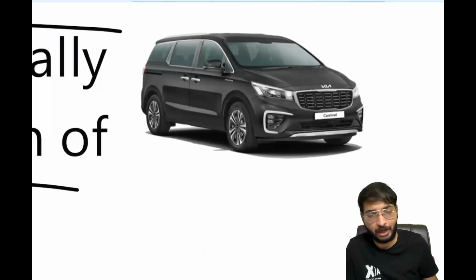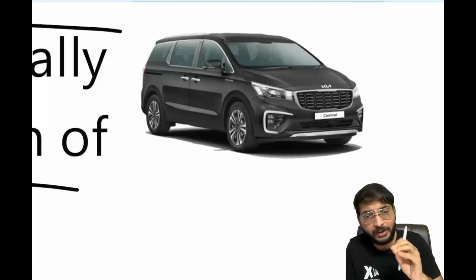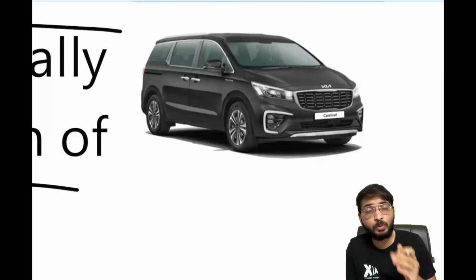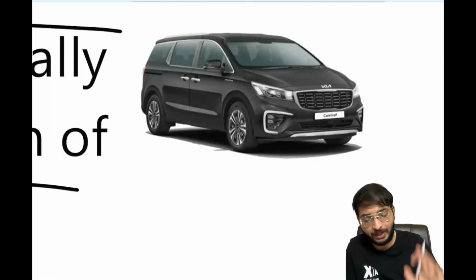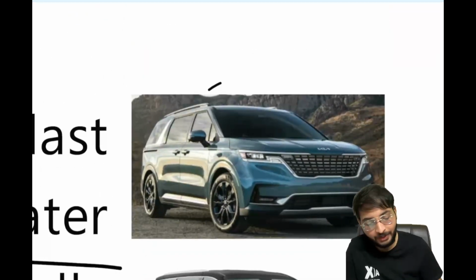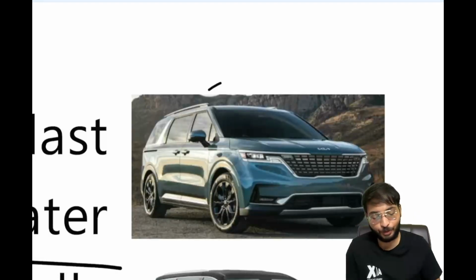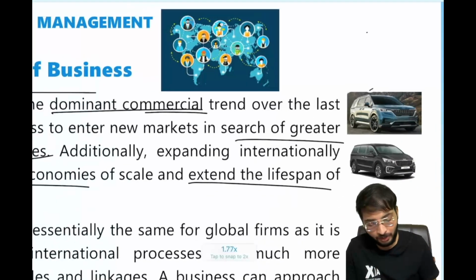If you know, there is a car called Kia Carnival. This is an older 5 or 10 year old model back in the US. After 5 or 10 years, they definitely have to change the model. So what will they do? They will export to other countries. Now in India, this is the current model, and the US Carnival is this model. After a few years, this one will come to India, and again the US Carnival gets changed. So that is extending the lifespan of the product.